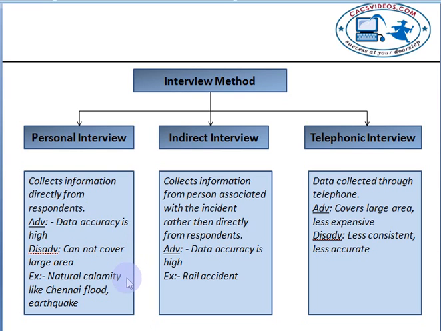To collect information directly from the respondent. Example is a natural calamity, for example, the recent Chennai flood. Few news channel guys go there in the flood affected area, and they are directly interviewing people who are affected in that flood. So this type of data collection method is called personal interview or direct interview method.